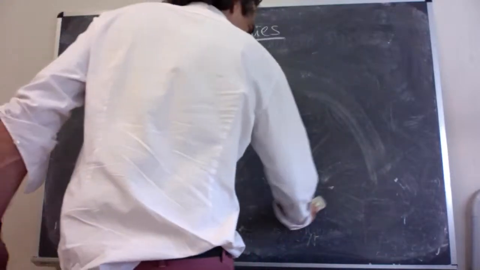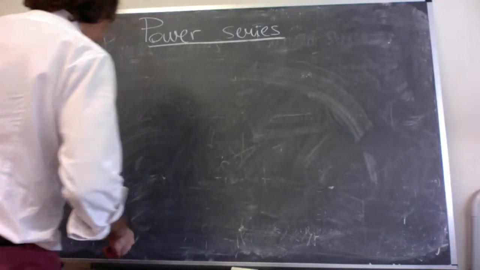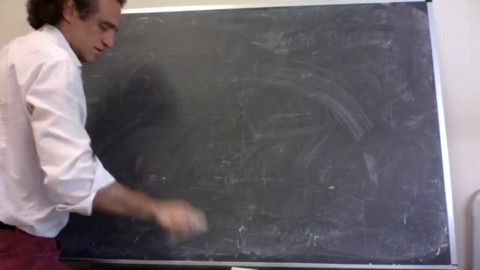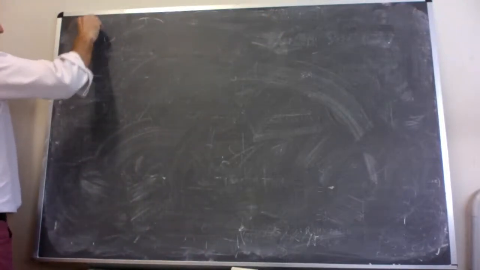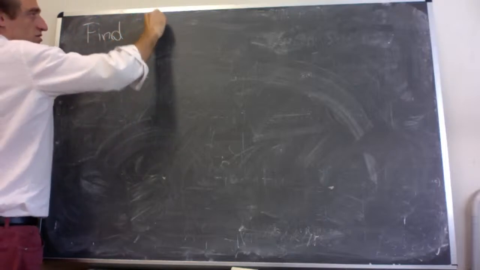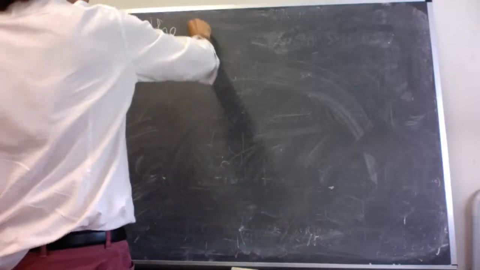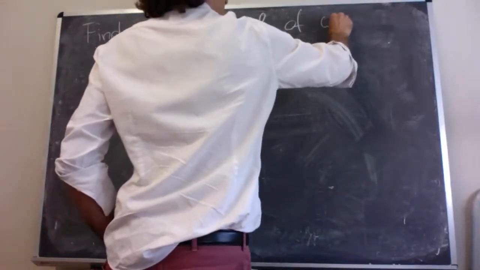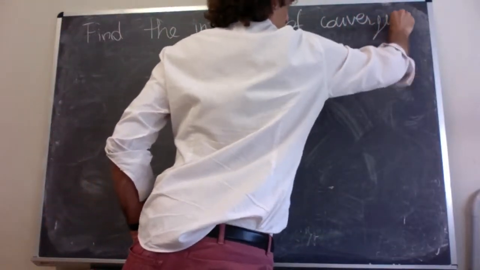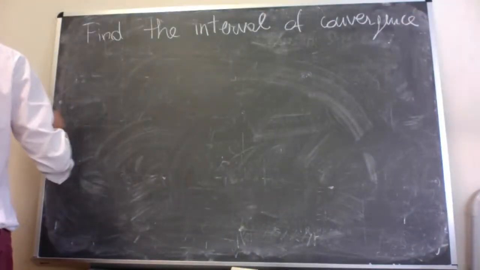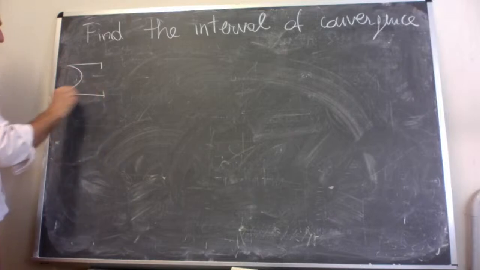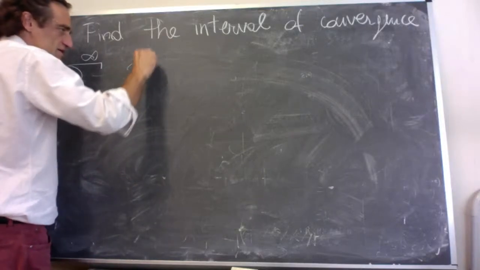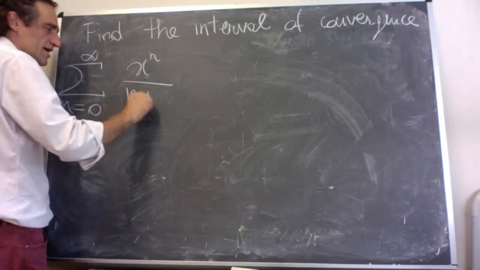So the first very easy example is the following. You have to find, so the problem is find the set or the interval of convergence of this series: sum for n going from 0 to infinity of x to the n power divided by n plus 2.